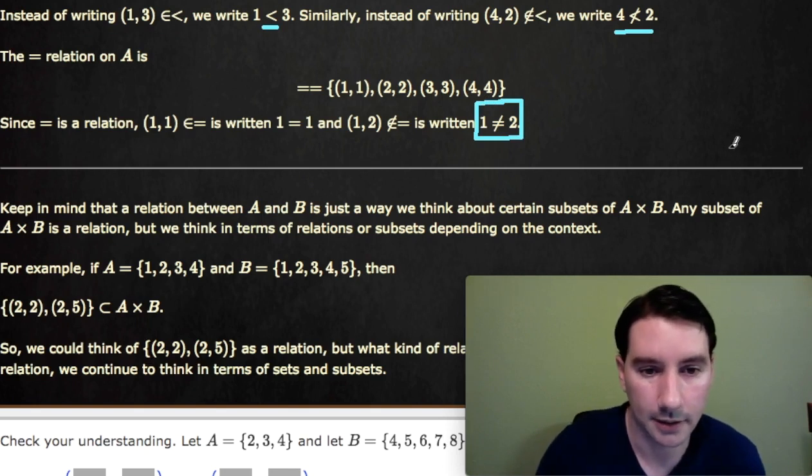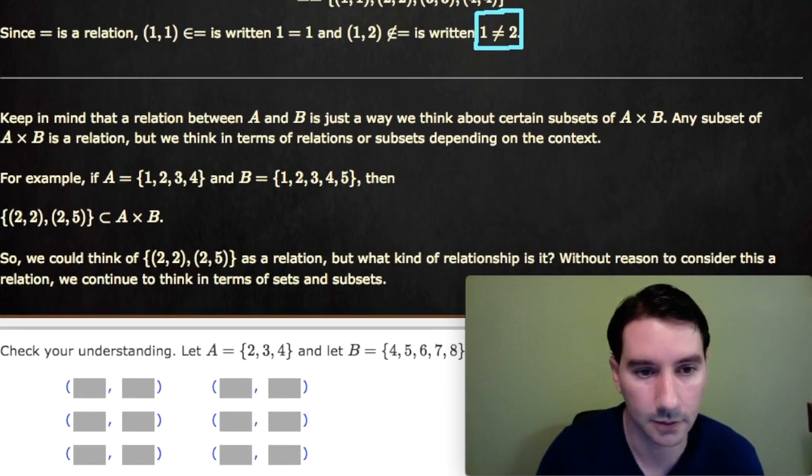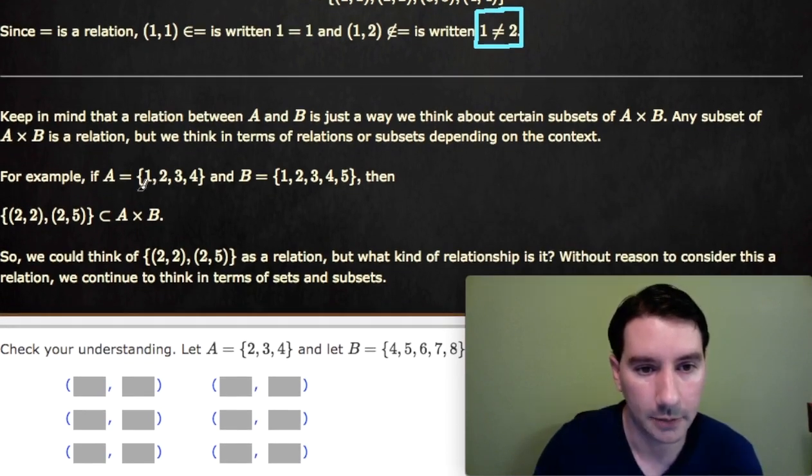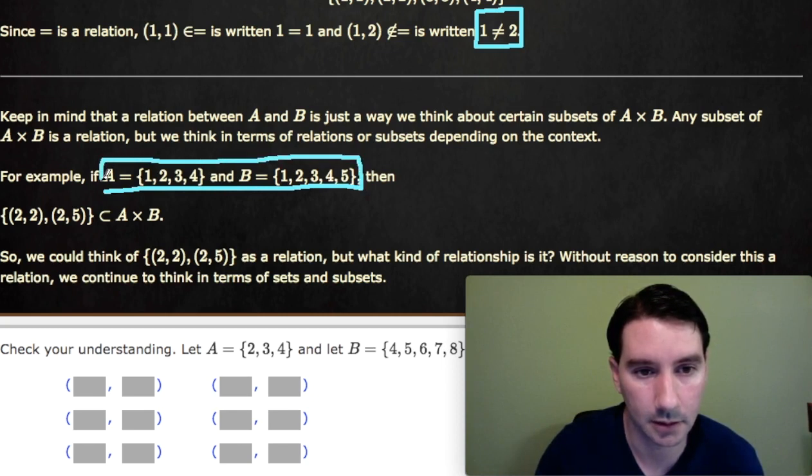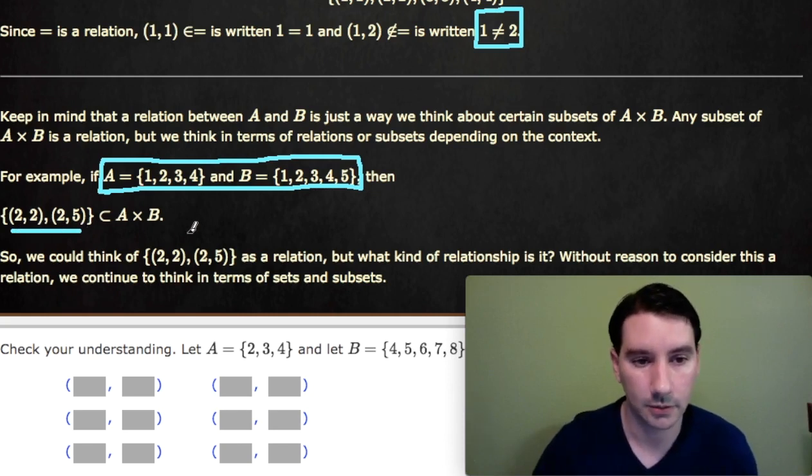And at the end I mentioned that we need some kind of context for thinking about the relationship, or it loses all meaning. So if A was the set 1, 2, 3, 4, and B was the set 1, 2, 3, 4, 5, one subset of A cross B is (2, 2), (2, 5). So (2, 2) and (2, 5) could be some kind of relation, but what sort of relationship is it? As stated, and without context, it doesn't really mean anything. So we're often only concerned with meaningful relationships. All right, I'll see you all in the next lesson.